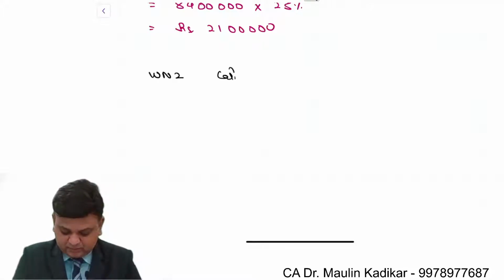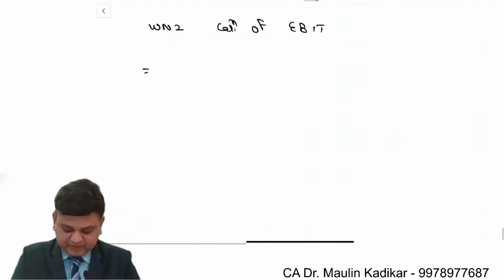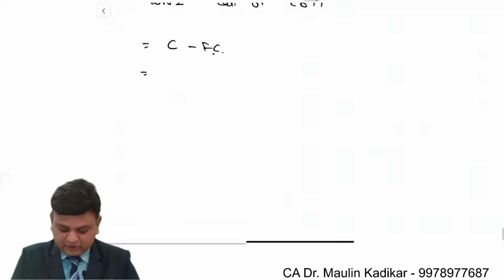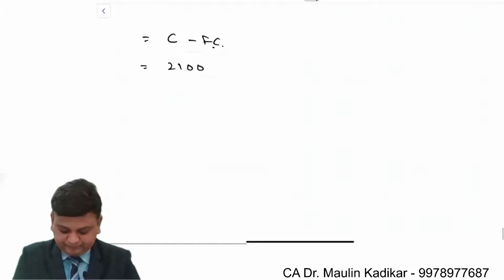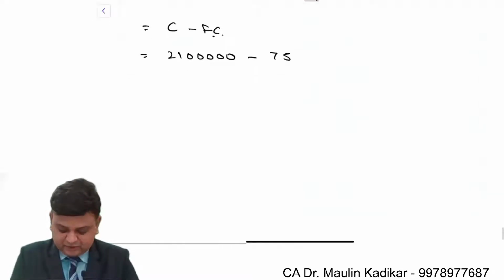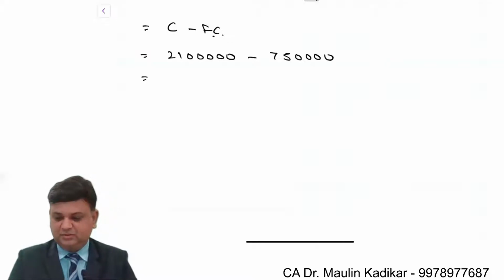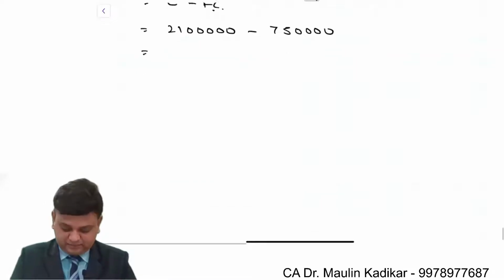Working note number 2. Calculation of EBIT. It is contribution minus fixed cost. So it is 21 lakhs minus the fixed cost excluding interest is given to us in the question, 7,50,000. So 21 lakhs minus 7,50,000. That is 13,50,000.